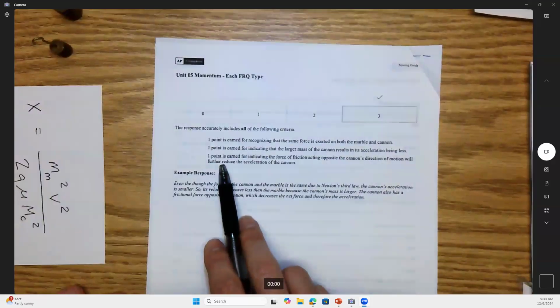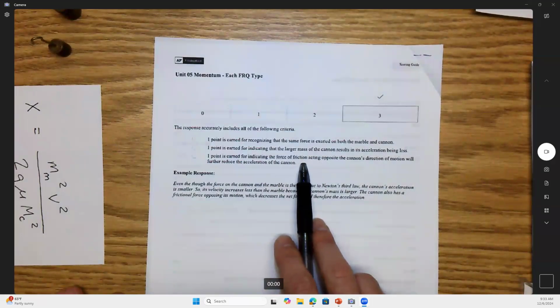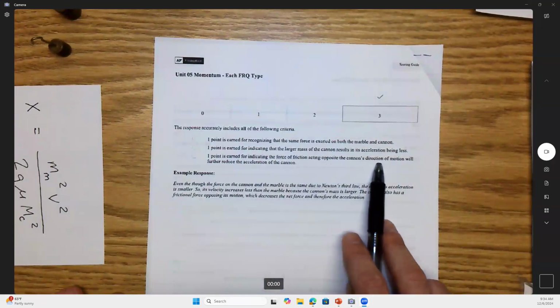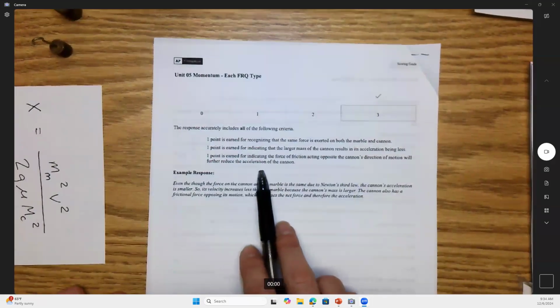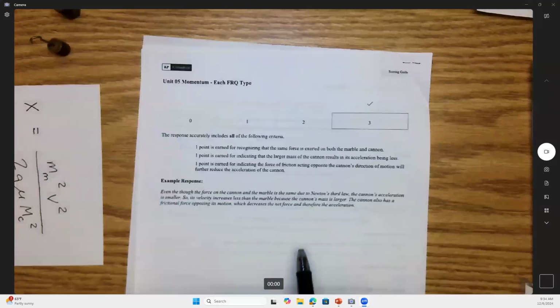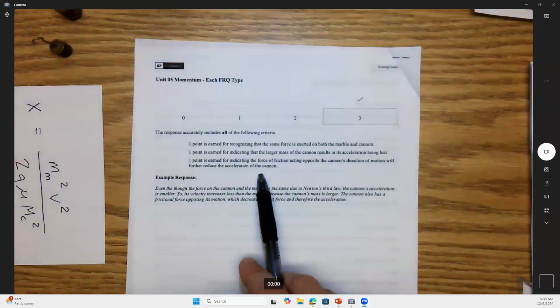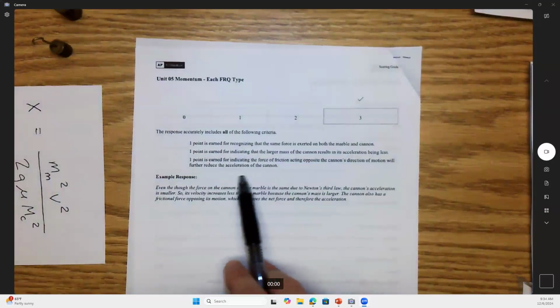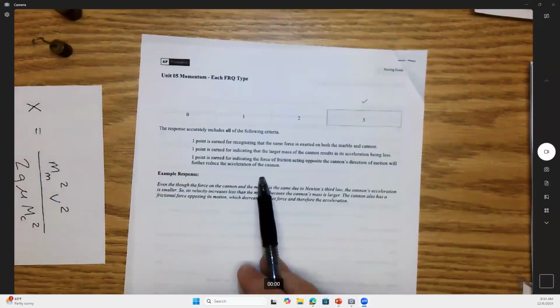And then third point for indicating that the force of friction acting opposite of the cannon's direction of motion will further reduce the acceleration of the cannon. Oh, yeah. So there could be actually 2 reasons why the cannon accelerates less than the marble, right? One is that it has more mass, but I almost forgot this too, right? There is friction while it's sliding too. Don't forget that too. So if you also include that.